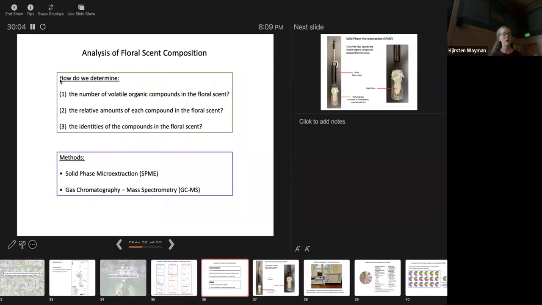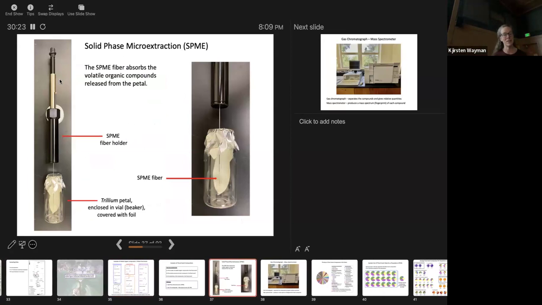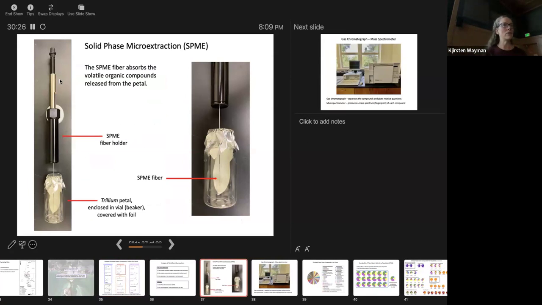So how do we determine the number of volatile organic compounds in the floral scent, the relative amounts of each of those compounds, and the identities of those compounds? The way that I do that is using solid phase microextraction followed by gas chromatography mass spectrometry. I'm not going to go through the details of these techniques, but I just want to give you a brief idea. So I take a petal from an individual, and I put that petal into a vial, or a beaker if that petal is of significantly large size and won't fit. And then I enclose that petal in the vial with foil, and I allow that petal to emit its volatile organic compounds.